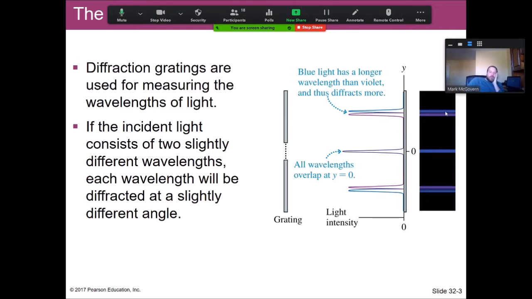Our blue is displaced a little higher than the purple. And same thing down here. Again, blue is a longer wavelength than purple, so we'd expect the angle to be a little bit larger.